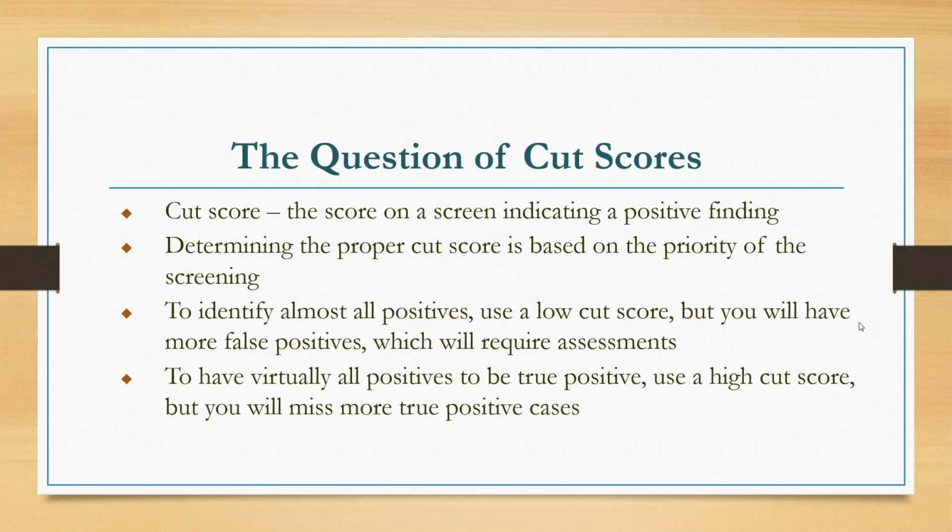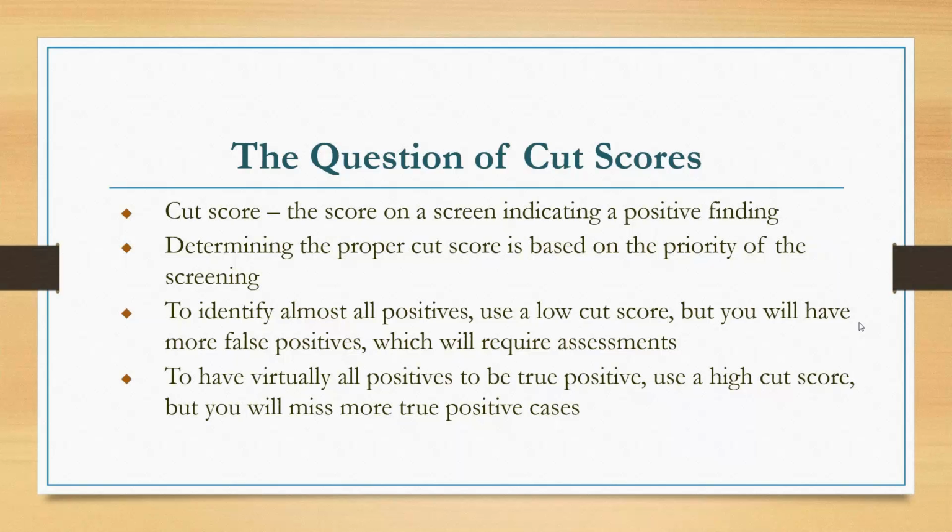So what's the cut score you want to use? Determining the cut score is, as I mentioned earlier, and I had a teacher once who said anything important is worth repeating, it depends on the priority you have. If it's a very high cost issue to miss anybody, you want a low cut score, but then you're going to have to sort through some false positives, and that may have a cost associated with it as well. If you want virtually all your positives to be true positives, then you use a high cut score, but it means you're going to miss more cases.